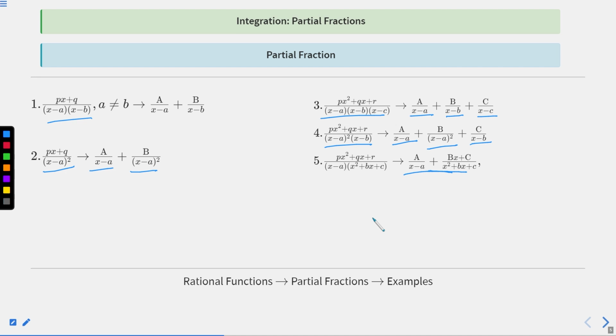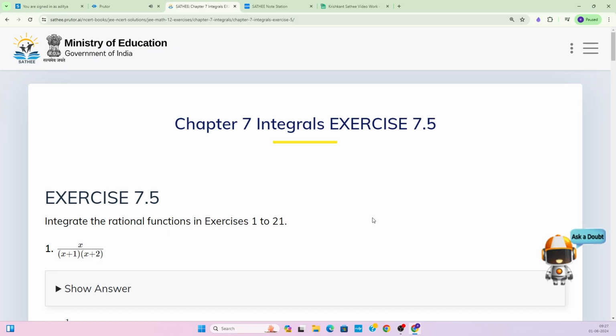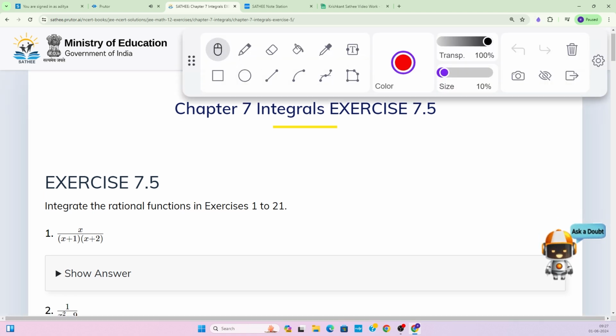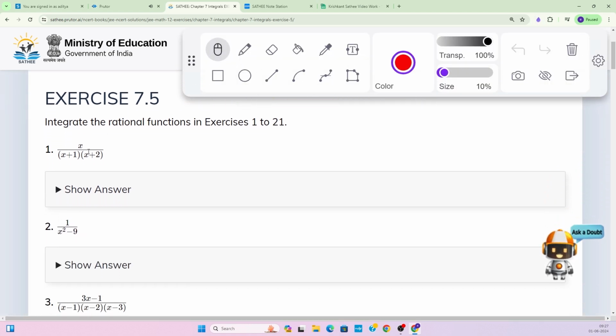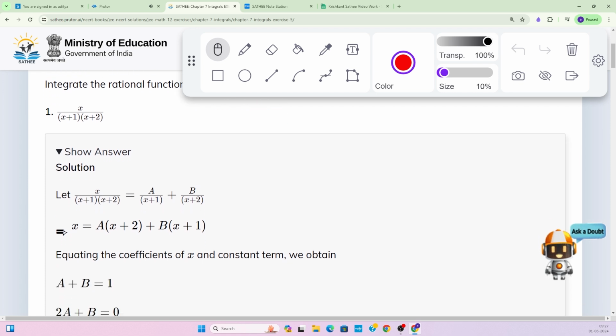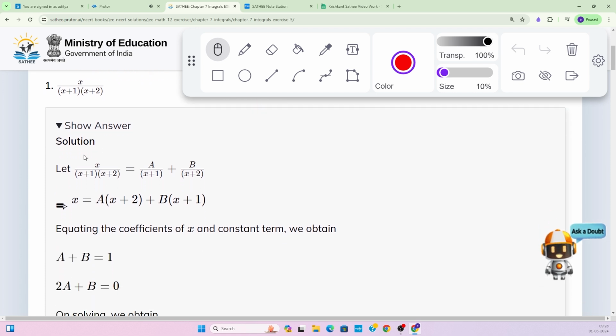Now let's jump to our questions, exercise 7.5. The first question says to integrate this expression. As you can see, this is a linear form divided by a product of linear forms, so break it into A by (x plus 1) plus B by (x plus 2) form and set it equal to the expression.